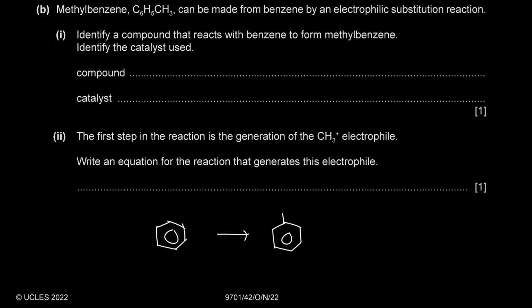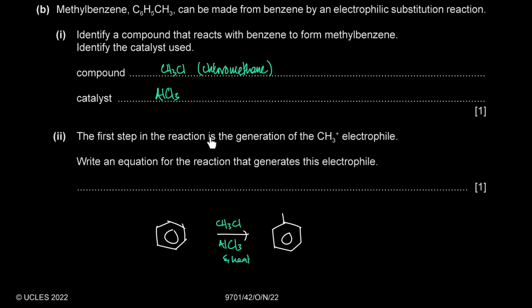So what we're going to use here is CH3Cl. If you want a CH3 group to bond to the benzene ring, we're going to use a chloroalkane, where that CH3 was initially bonded to a chlorine. And the catalyst that we use is AlCl3. And usually we heat this. So the compound is going to be CH3Cl, or you can say chloromethane. You can name it as well. And the catalyst is AlCl3. We can use FeCl3 as a catalyst as well.